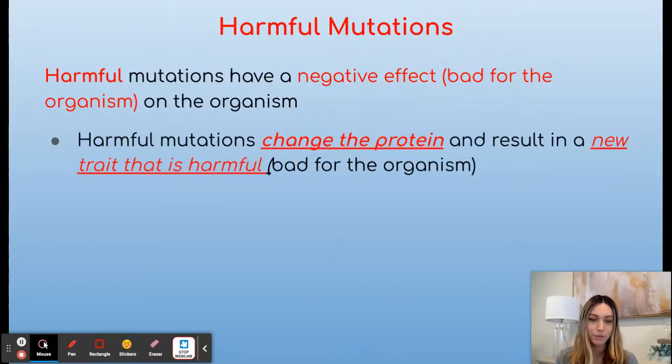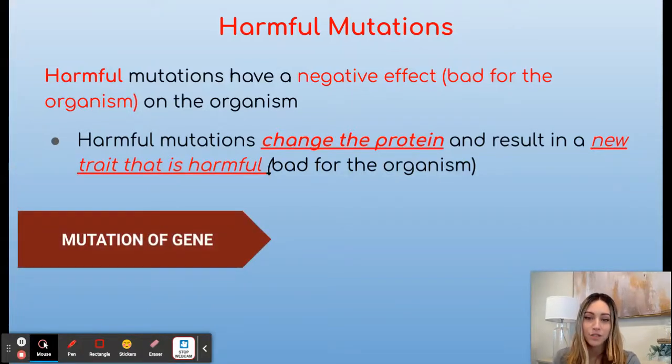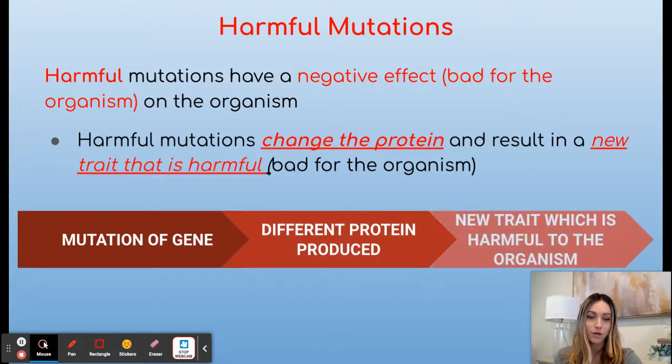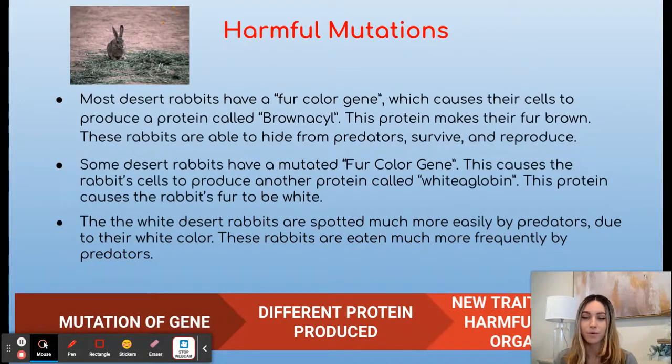Harmful mutations are mutations that change the protein, resulting in a new protein being created and hence a new trait that is harmful to the organism or bad for the organism. So this looks like a mutation on the gene, so a change in that genetic sequence, that code, that causes a different protein to be produced, and the function of that protein causes a new trait to be observed in the organism, which is actually harmful or bad for the organism. Let's look at an example.